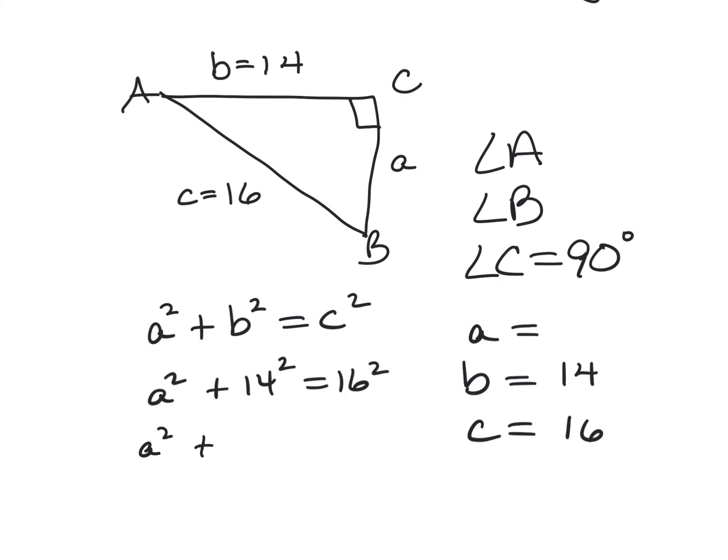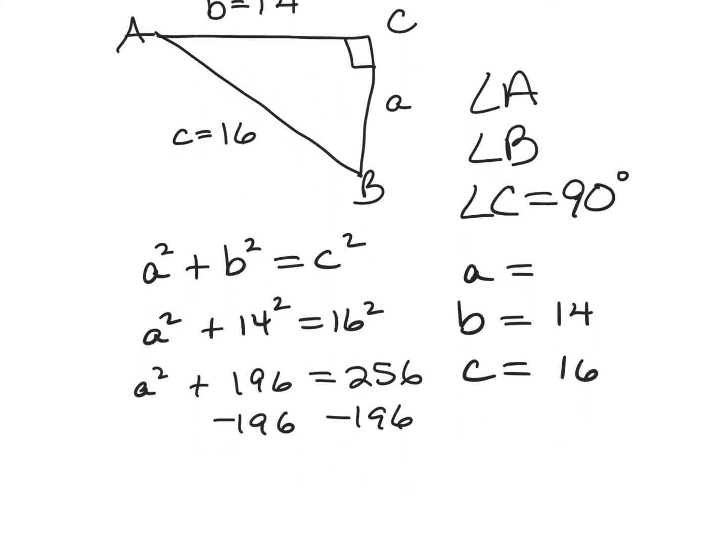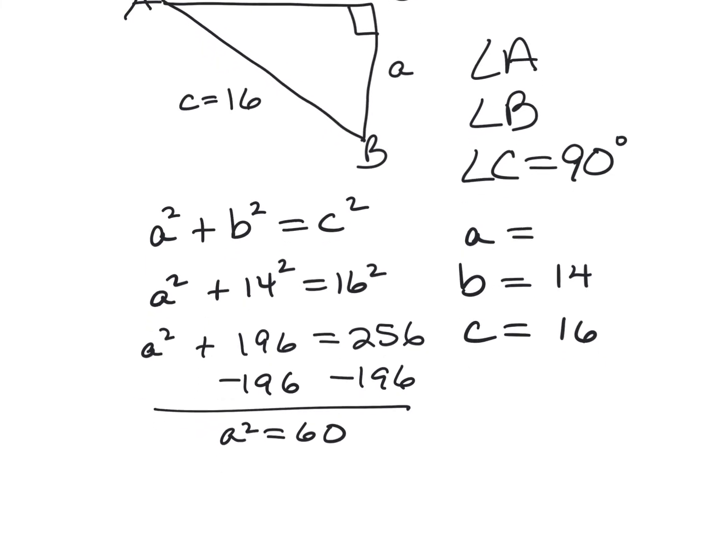A squared plus 196 equals 256. Subtract 196. A squared equals 60. The instructions might say round to the 10th place. If they say simplest radical form, you would break it down, but we're just going to round to the 10th. So the square root of 60 is going to give me 7.7.